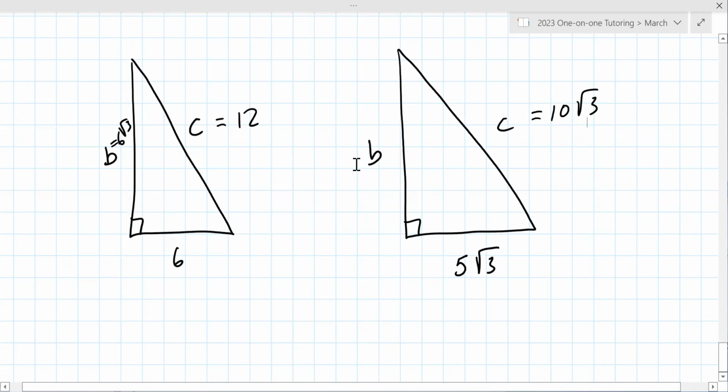15. Yes. Very good. Okay, so let's try a couple more here.